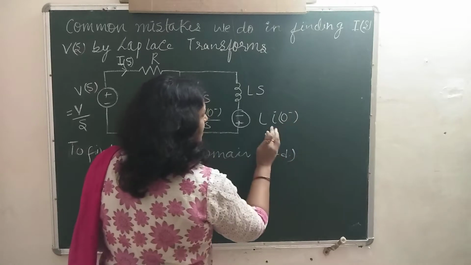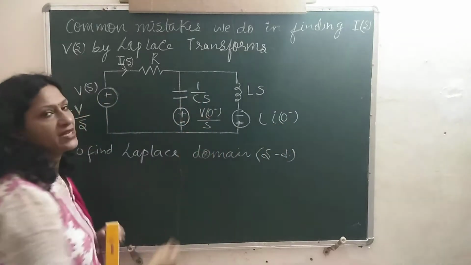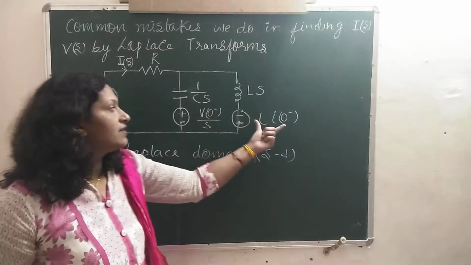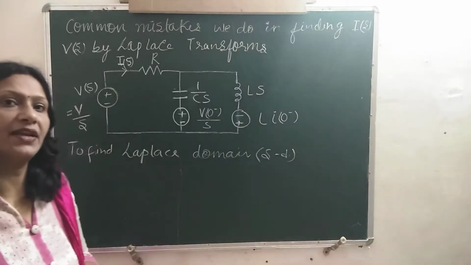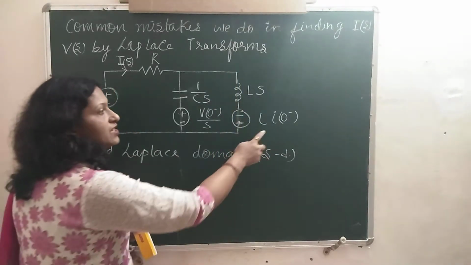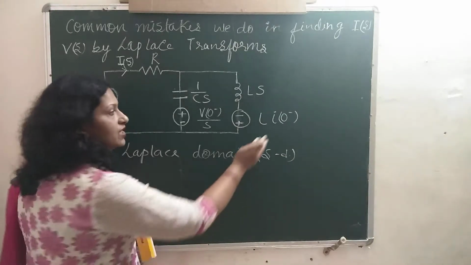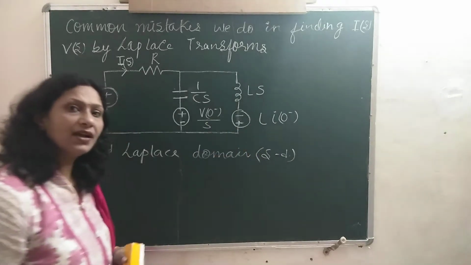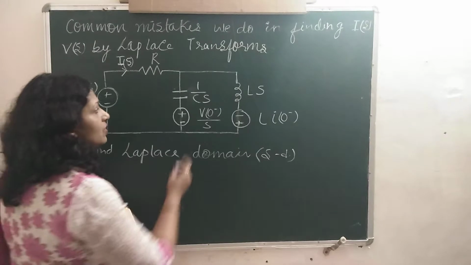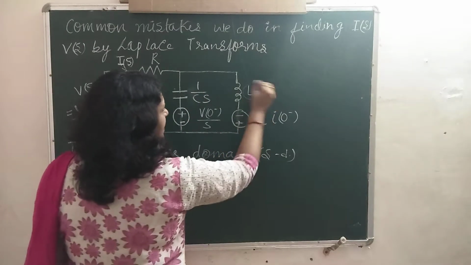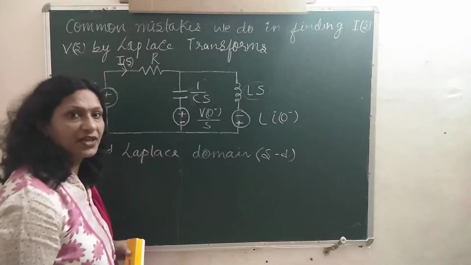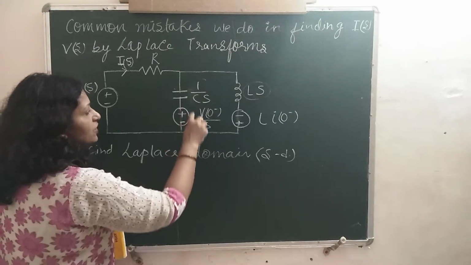Li0 minus. This I0 minus and V0 minus are the current and voltage across the inductor and capacitor at time t equals 0 minus. So these two are our initial conditions. And this Ls and 1 by Cs are reactances, so this is not the voltage drop.